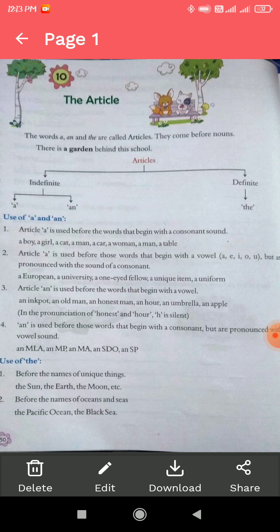First point: before the name of a unique thing. We use definite article before the names of unique things, like the sun, the earth, the moon. We can also use article the before the names of oceans and seas, like the Pacific Ocean, the Black Sea, because it is the name of a particular thing. That's why we have to use definite article the.